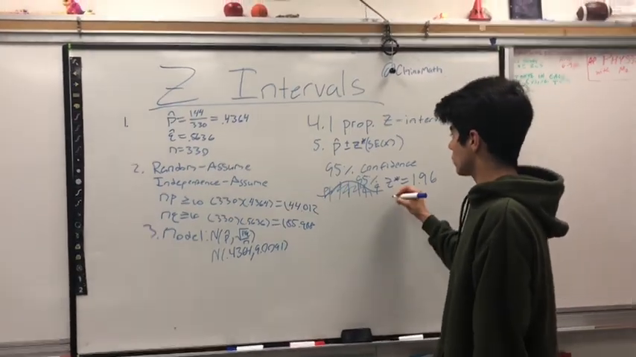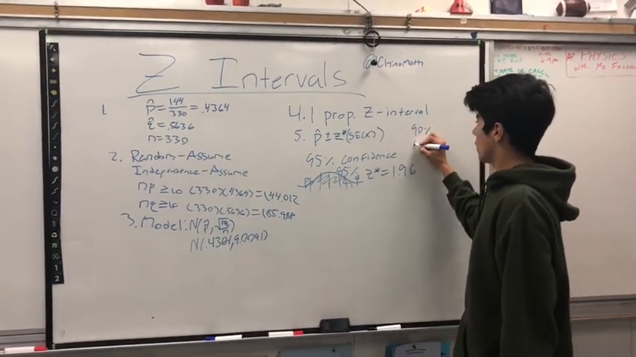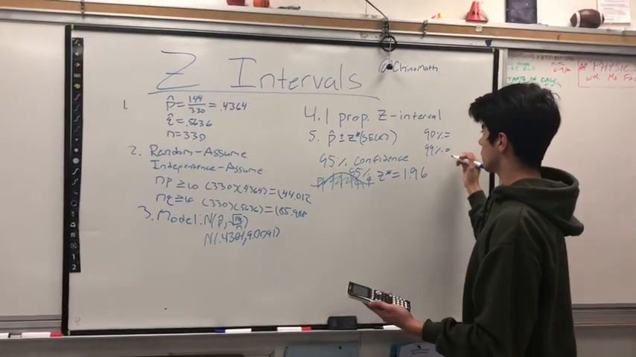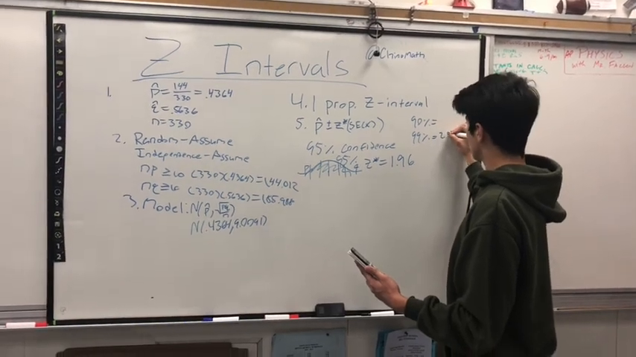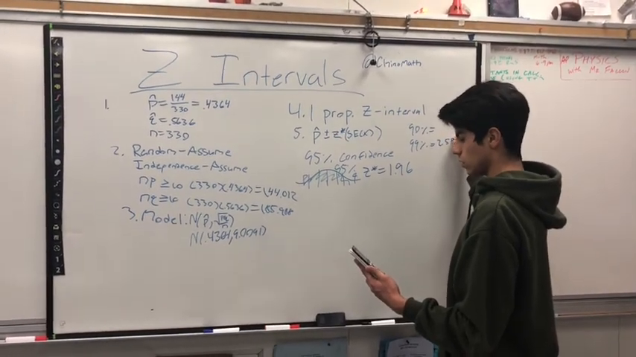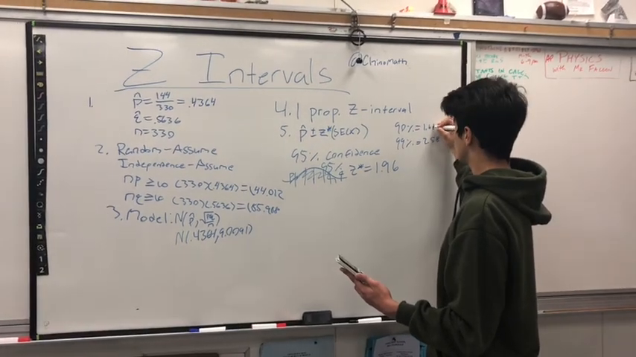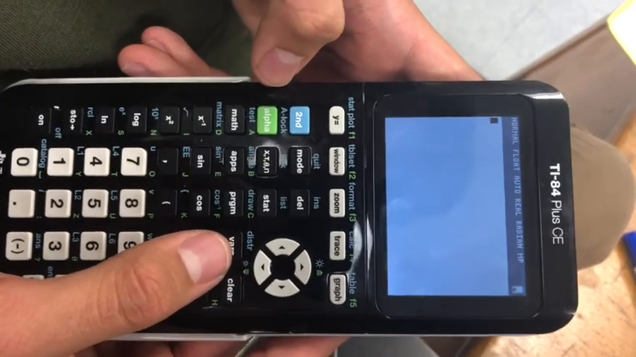Some other levels we might use are a 90% confidence and a 99% confidence. Some other common critical values we'll see: with a 99% confidence, we'll use 2.58, and for a 90% confidence interval, we use 1.645. Now I want to show how I actually got to these critical values that I just wrote on the board.